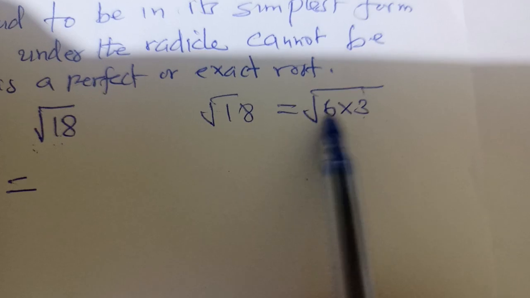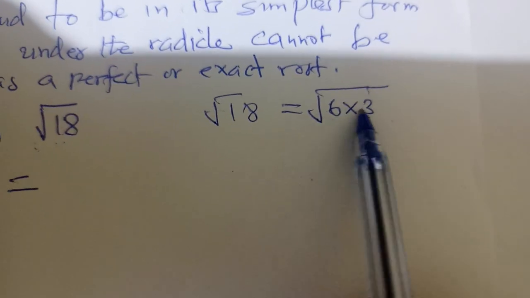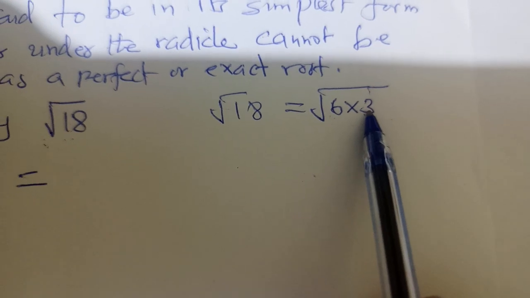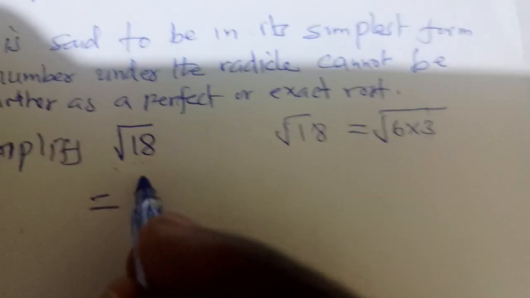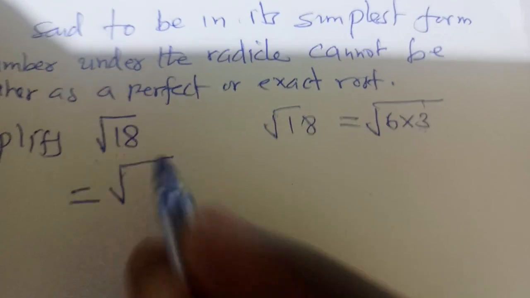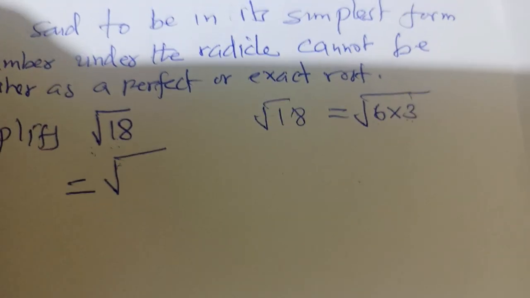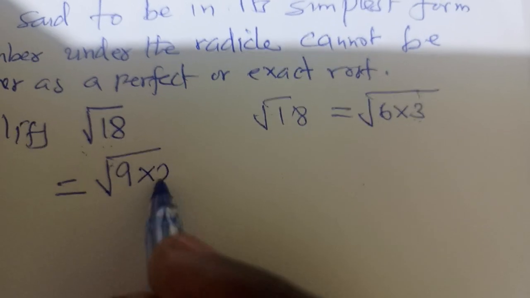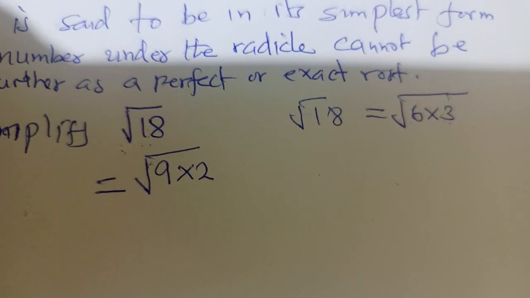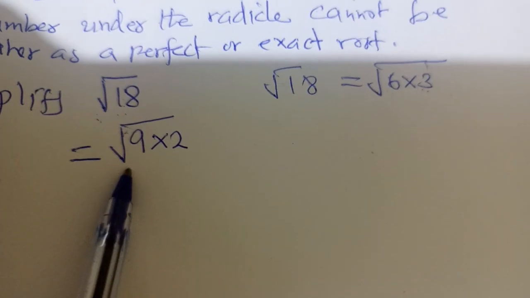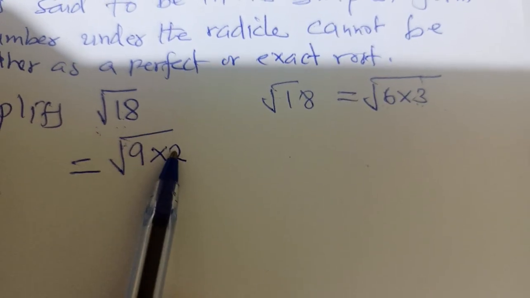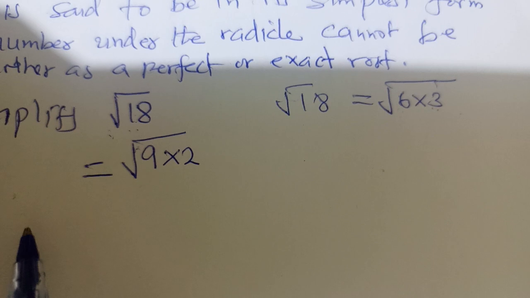So if we are to simplify this, it would still be difficult because 6 is not a perfect square and 3 is not a perfect square. But if we, for instance, considered writing root 18 as 9 times 2, then you can see here we have 9 being a perfect square, and of course multiplied by 2 to give us 18.